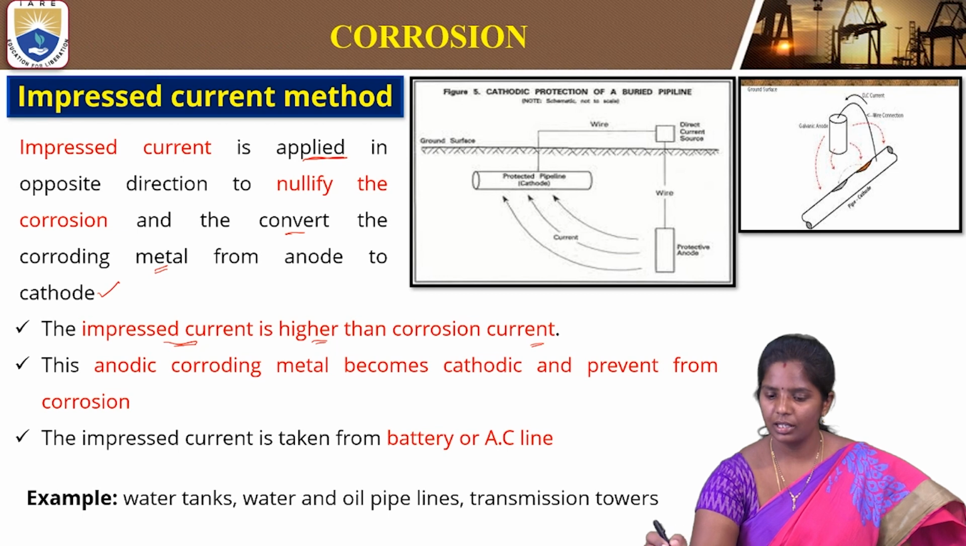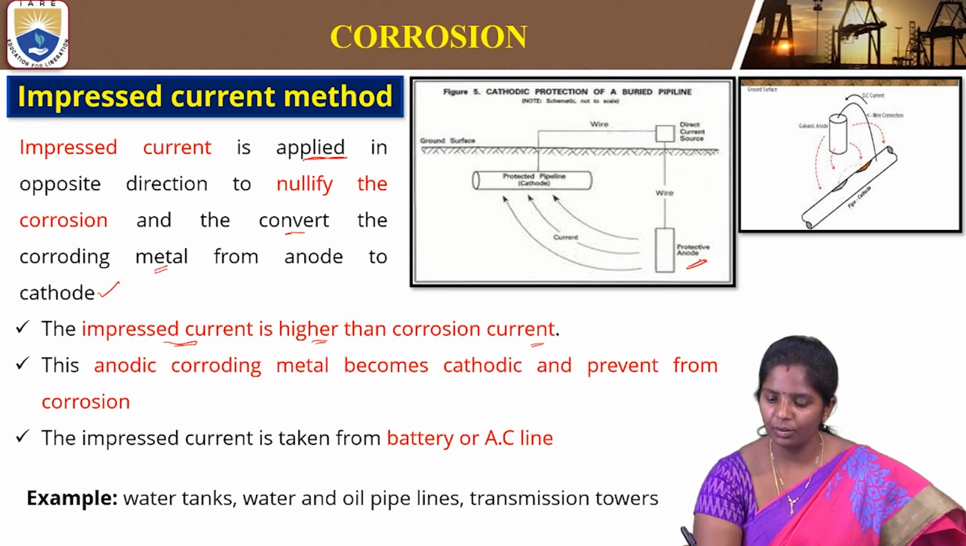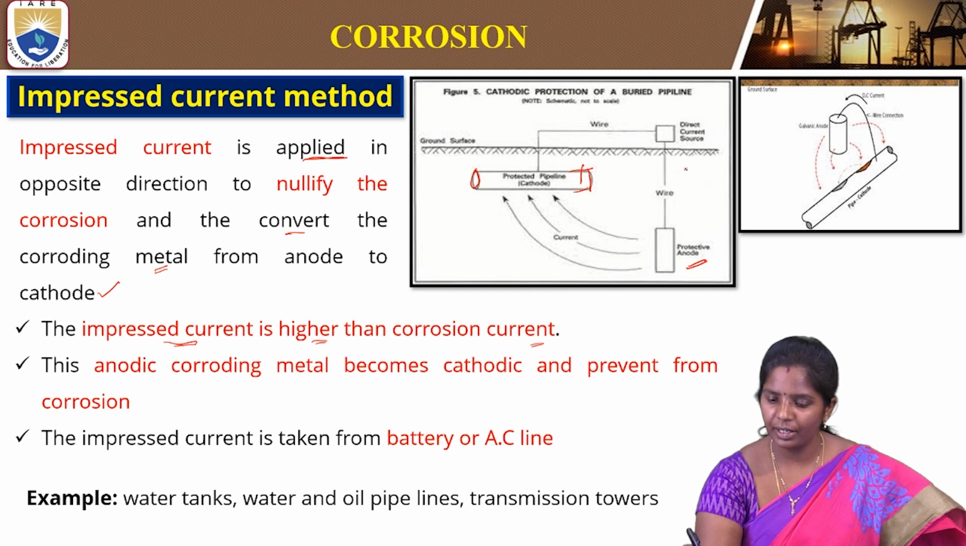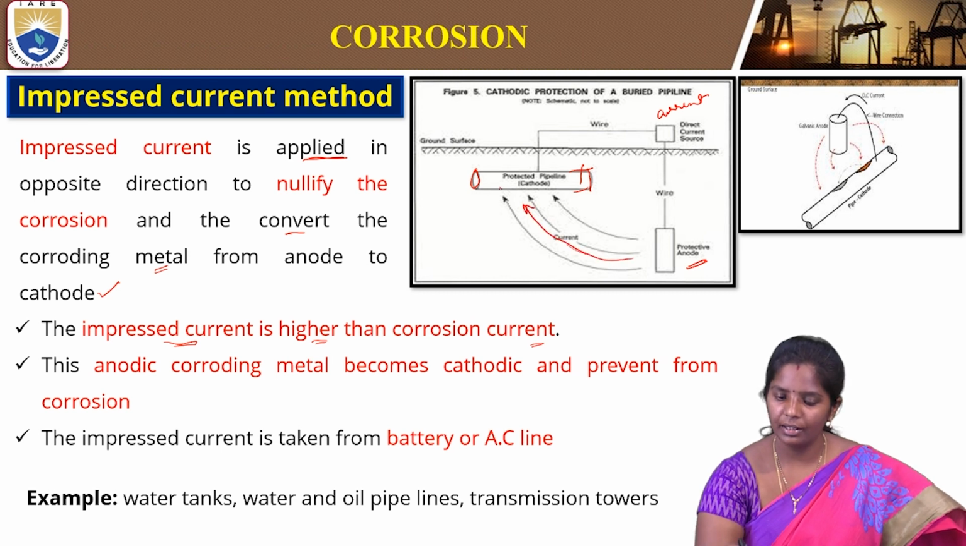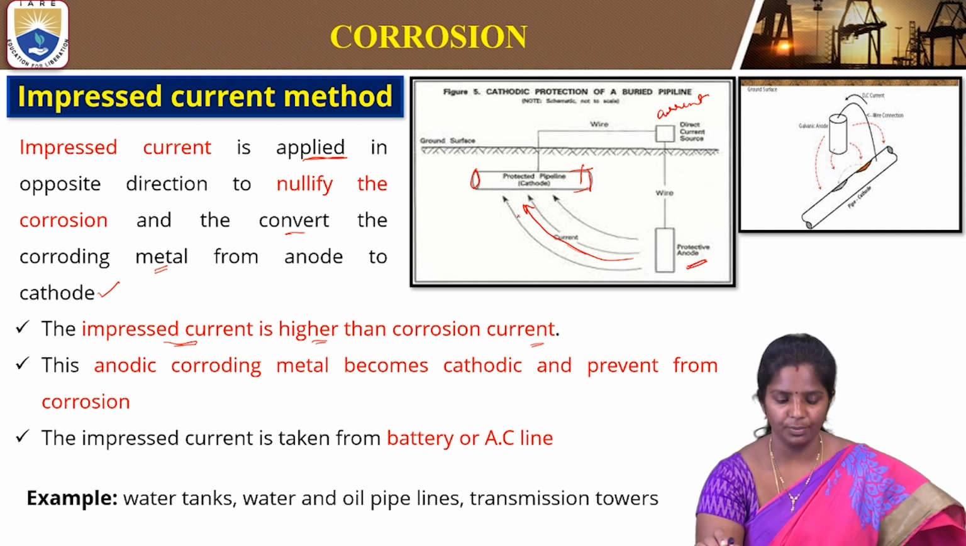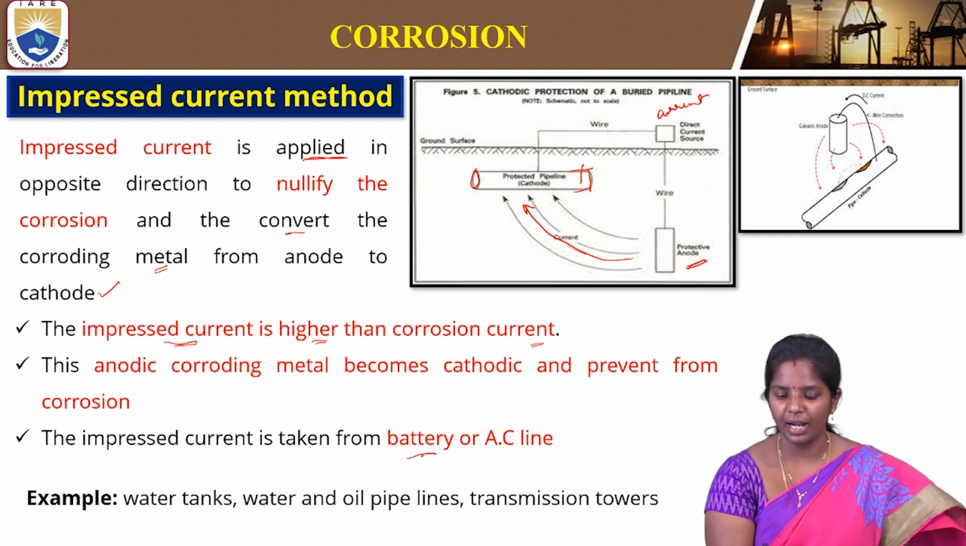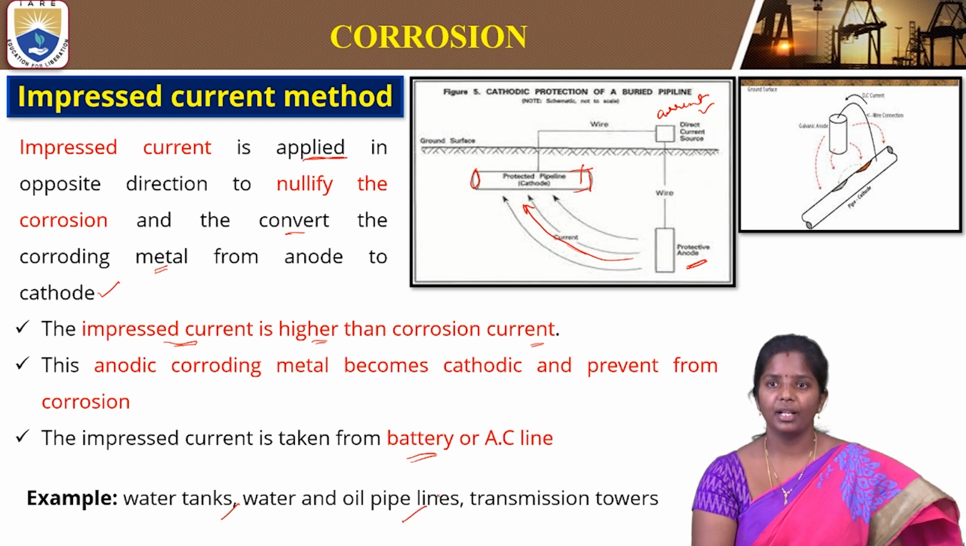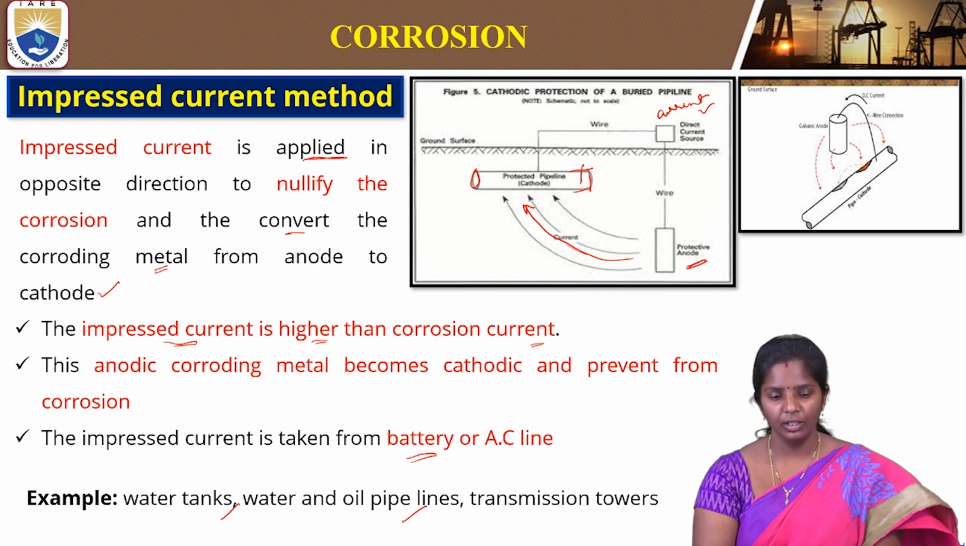If we see an example, as we see here, there is a protective anode placed here, and the pipeline that is to be protected is here. This is the current source. If we apply current, it flows like this, and the pipeline gets protected from corrosion. The impressed current is taken either from a battery or an AC line. It can be used for many applications like water tanks, oil pipelines, water pipelines, transmission towers and so on. This is a very good example where current can be applied in protecting our original application.